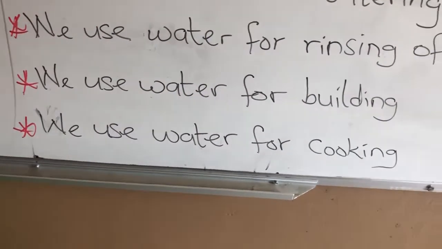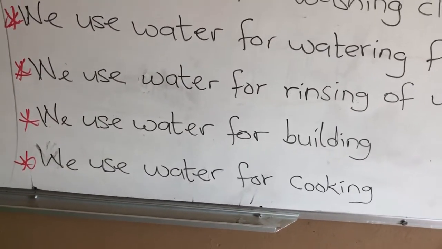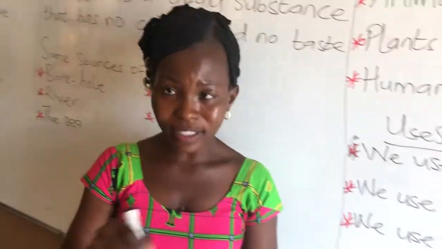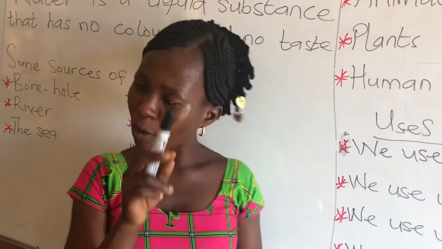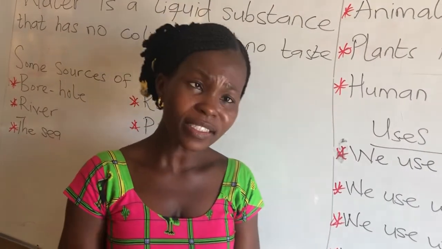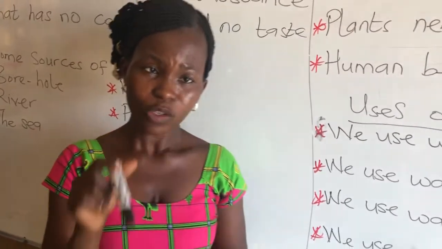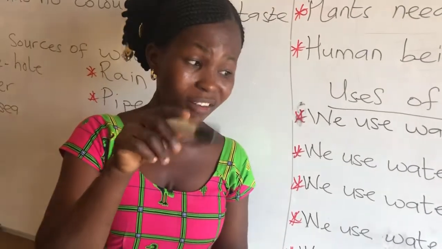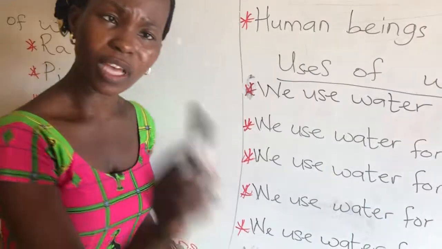What else do we use water for? We use water for building our houses. Let me show you. Before they build a house, how to get the cement? They use gravels, sand, if you could remember when we were doing the mixtures, sand, stones, and water. Solid, liquid. So sand, stone, gravels, and water mix up to get cement in building our houses.